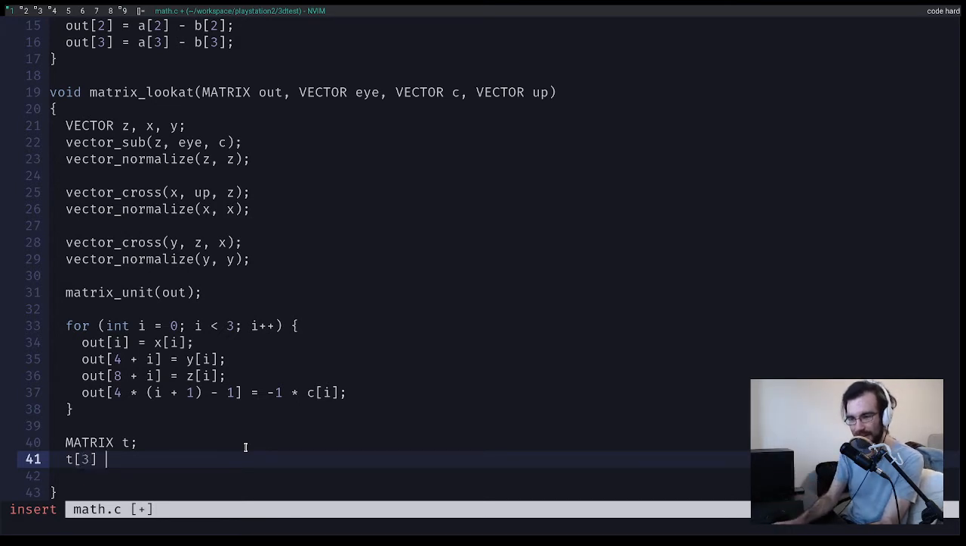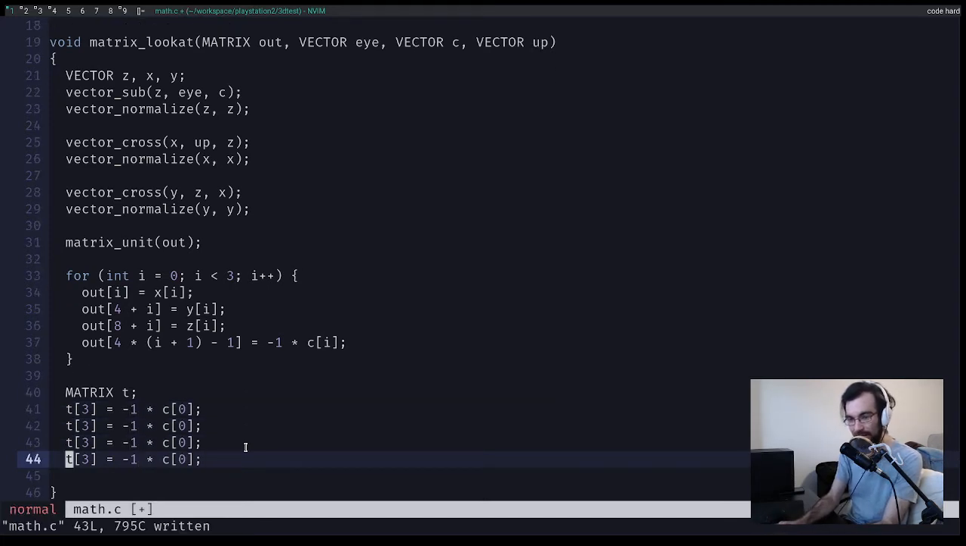So it's going to be 3 equals negative 1 times CI, C naught. Then we're going to have the next row down, which is this plus 4, which is 7. We're going to have 11, and then we're going to have... Do I ignore W here? Do I put W in here?